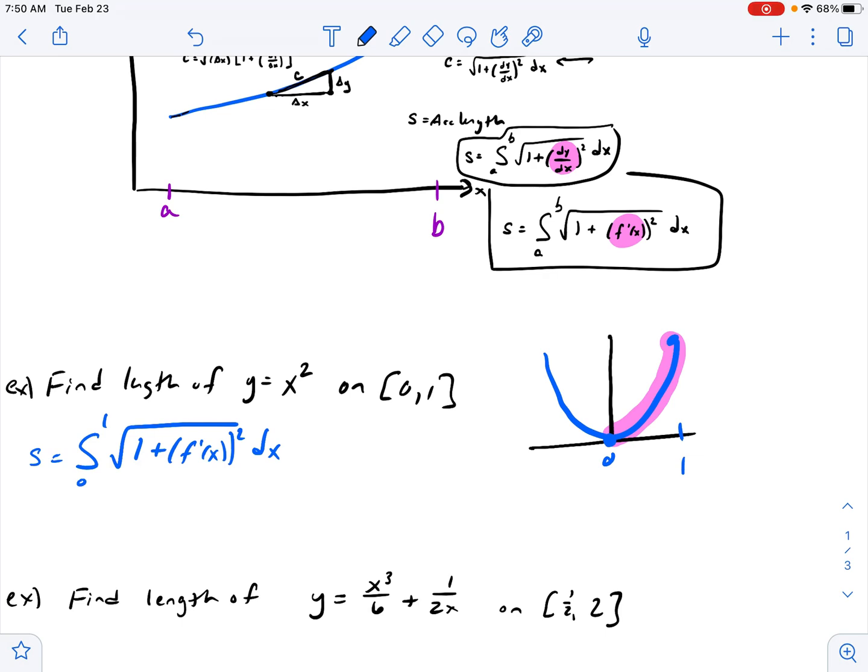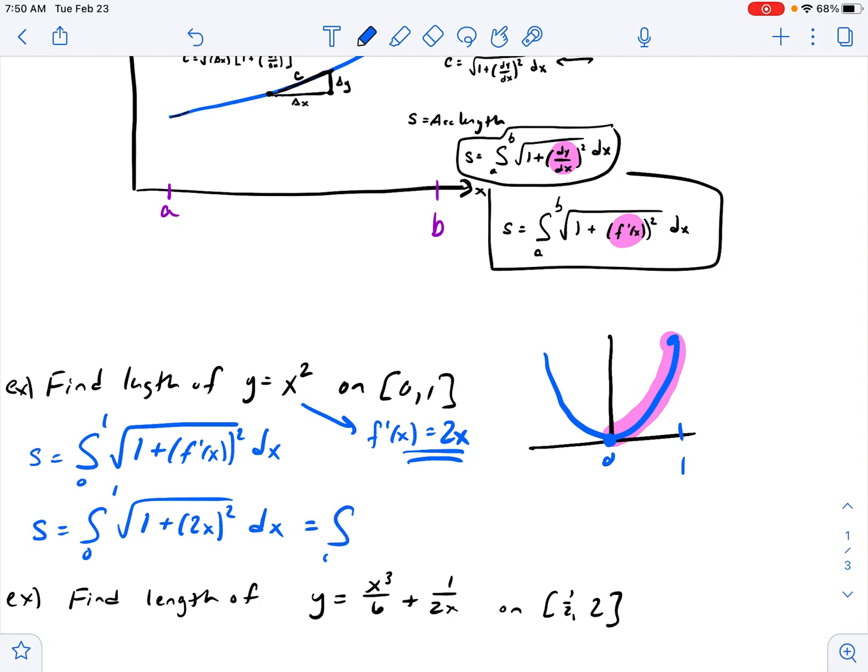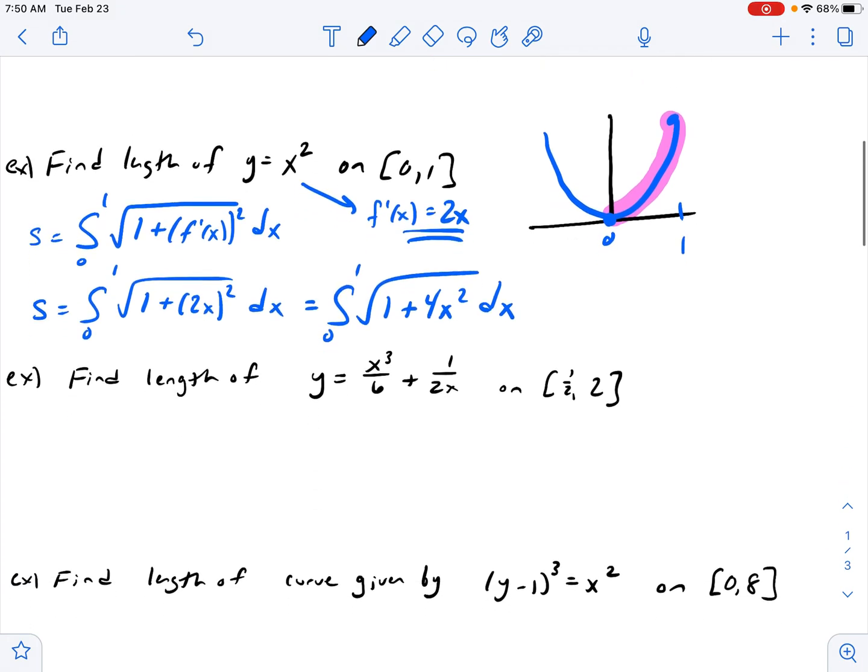So what do we need to do? We need to figure out what f prime is. Well, if f is x squared, then f prime of x is just going to be 2x. So our arc length is the integral from 0 to 1 of the radical of 1 plus the quantity 2x squared dx, which is the radical of 1 plus 4x squared. This isn't something that we're going to work out by hand. If we were really interested, we could punch this into our calculator or some other online platform and get its decimal value. Let's take a look at the next one.